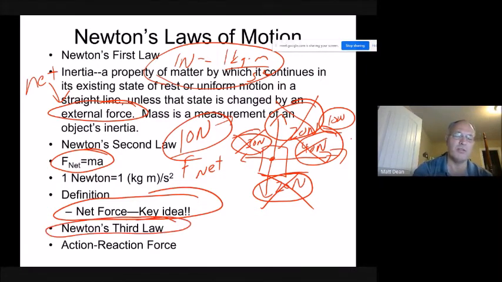All right, Newton's third law, we'll deal with it more later in this unit, but you know that Newton's third law is for every action, there's an equal and opposite reaction. You can't push on something without being pushed back on by that object. And we'll see that in some of our practice problems in just a few minutes.